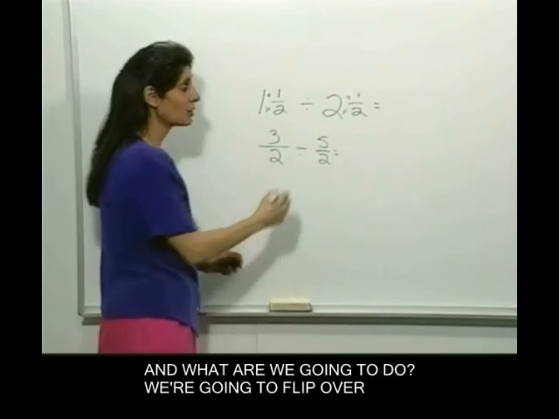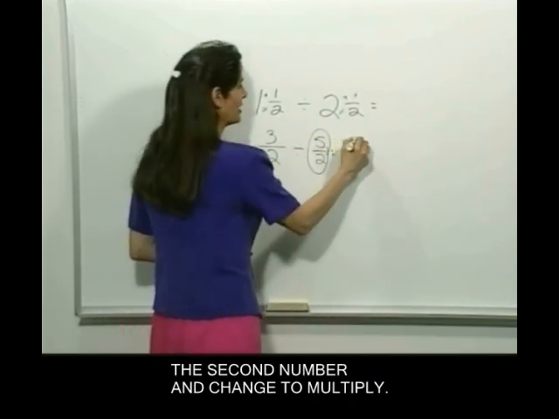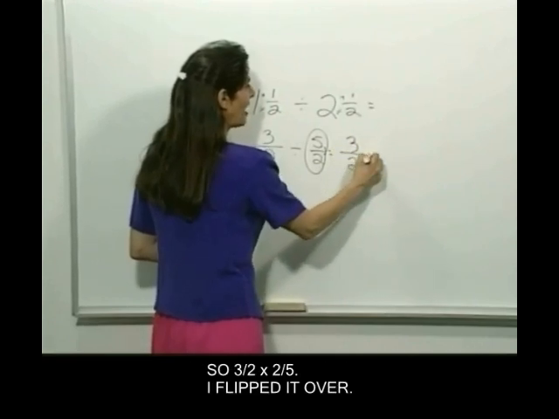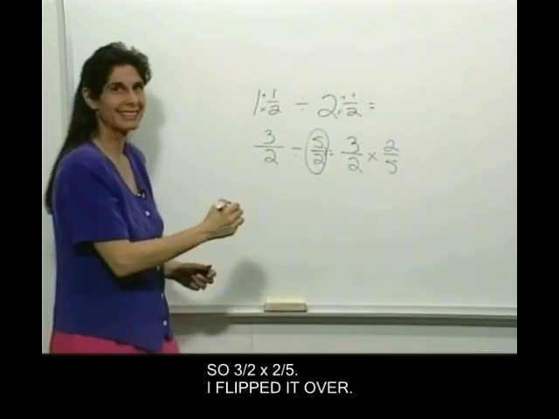And what are we going to do? We're going to flip over the second number and change to multiply. So 3 halves times 2 fifths. I flipped it over. And what can I do?